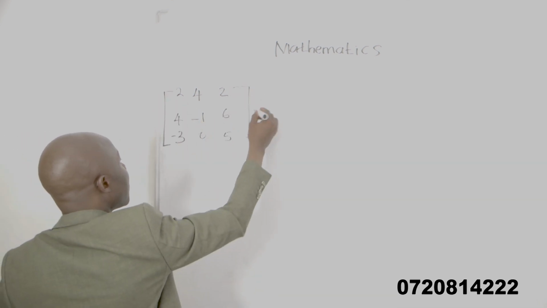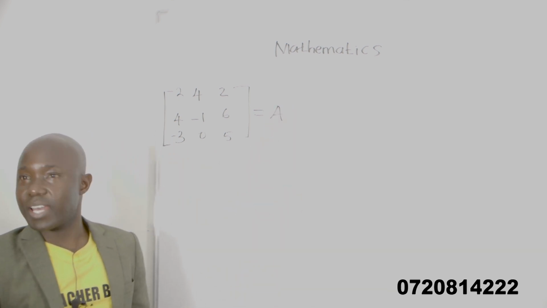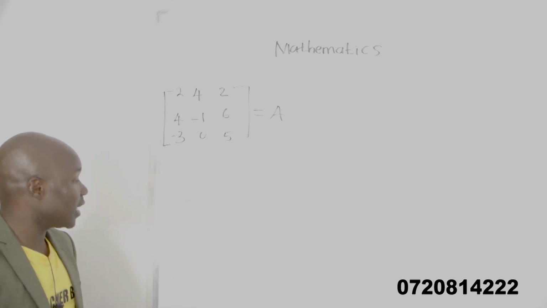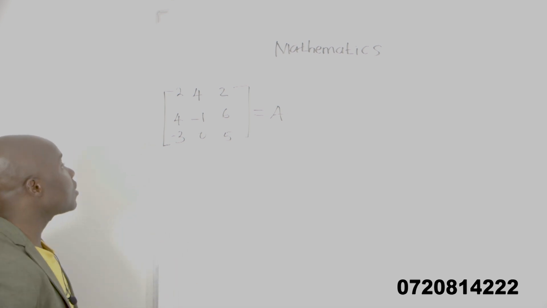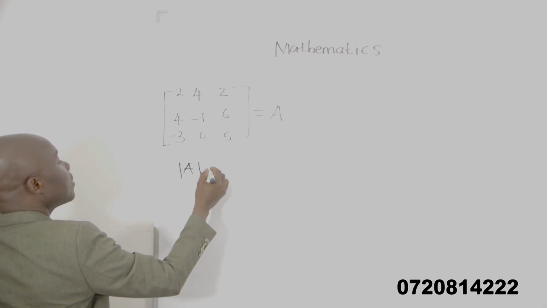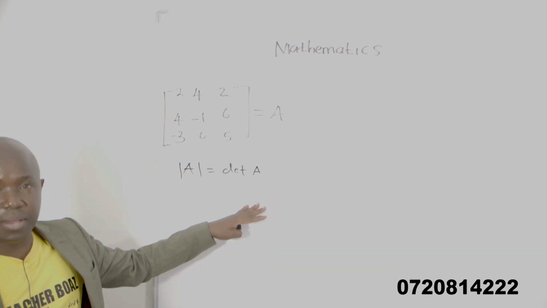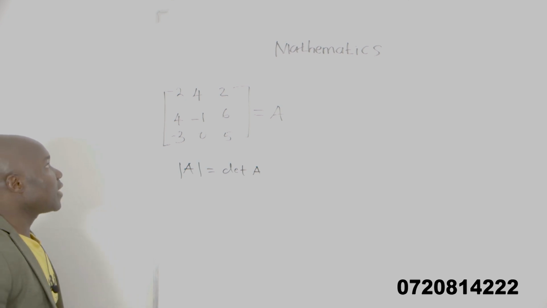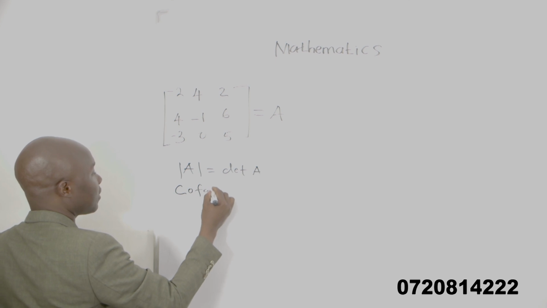If you call this matrix A, then somebody asks you to find the determinant of that matrix, how do we go about it? The determinant of a 3 by 3 matrix is a little different. They can come and ask in this format, which simply means finding the determinant of a 3 by 3 matrix. Now this is what we are supposed to do. For us to find the determinant of a 3 by 3 matrix, we find something called the cofactor matrix.